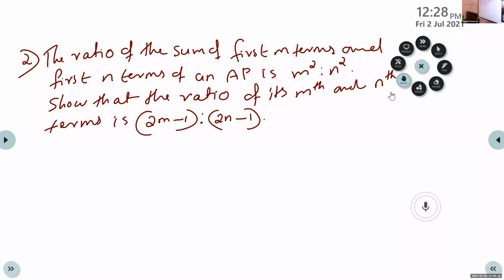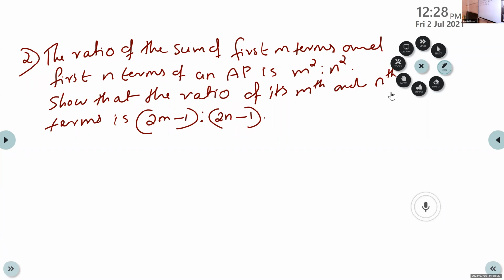The ratio of the sum of the first m terms, that is Sm, and the sum of the first n terms of an AP, that is Sn. Understand the meaning of the first sentence? The ratio of the sum of first m terms, Sm, and sum of n terms, Sn, is m square is to n square.